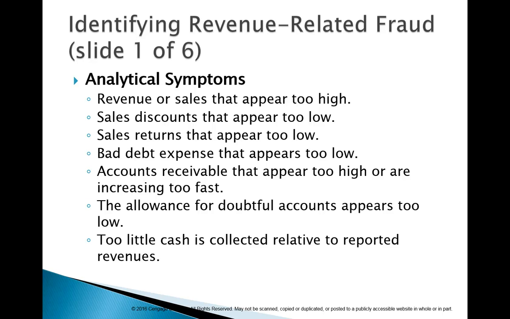So in analytical symptoms, that's when revenue or sales appear too high. And the question becomes, too high compared to what? It could be too high compared to prior years, too high compared to what their competitors are doing. And to do good analytical procedures, you have to develop your expectation of what you expect revenue to be. So if a particular company that you're auditing or that you're potentially going to invest in, and you look at their revenue and you think, well, this company is doing really well.